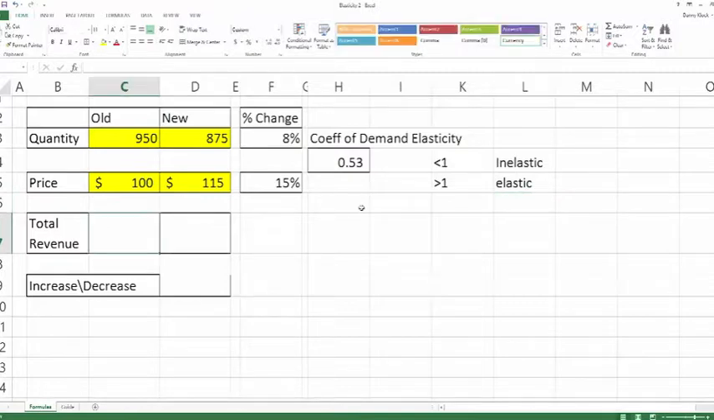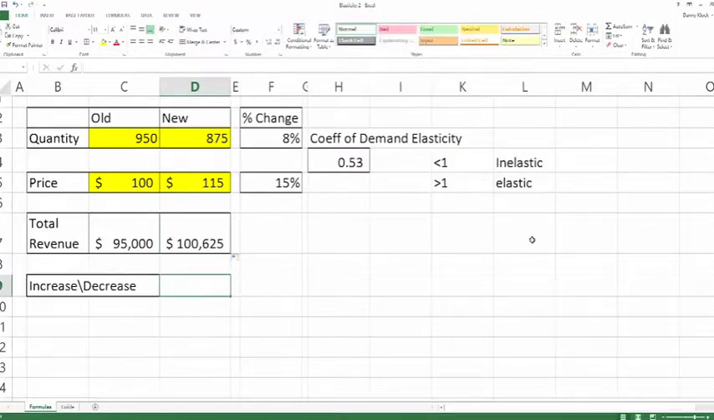So total revenue, of course, let's go check it out and make sure it works. I'm going to do the old total revenue first. What's the quantity times the price, right? How much I sold at what price? So the 950 times the 100, about $95,000. I'm just going to copy this across with my autofill. So yeah, I've increased my total revenue.